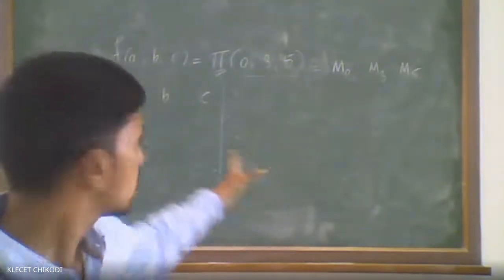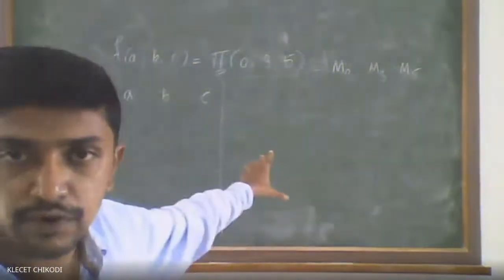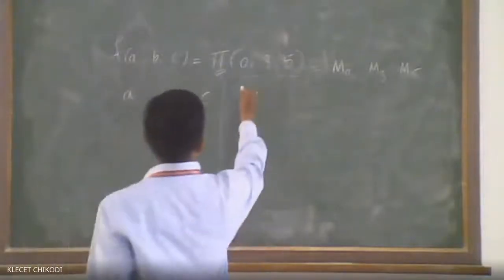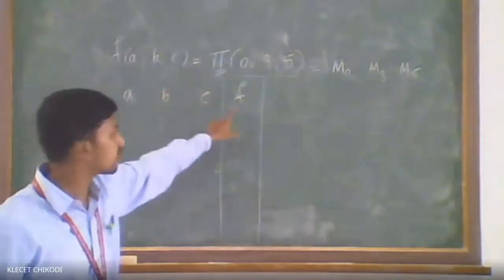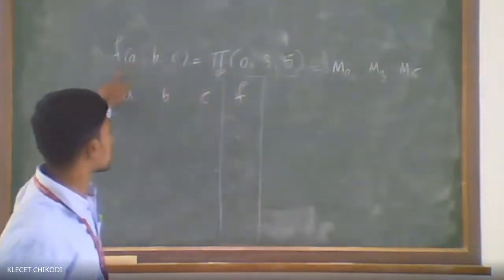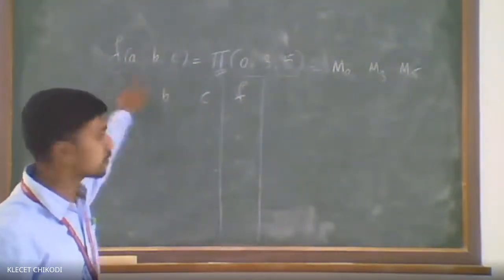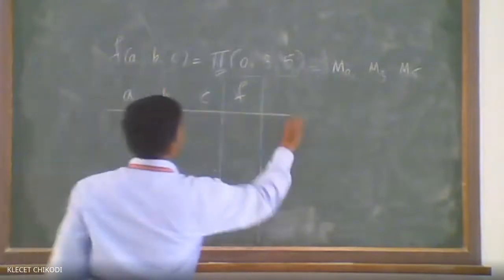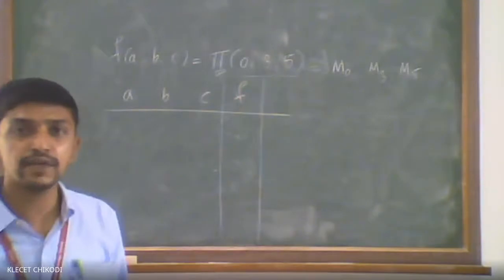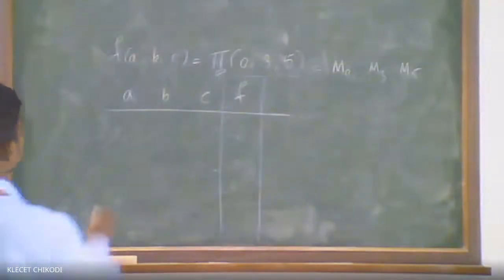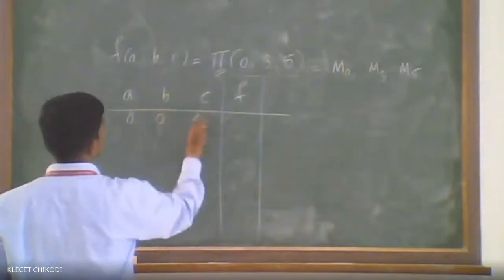Is it clear? Since A, B, C are the input variables, what is the output? Function f value. I am taking f as the output variable here. Now, how many input combinations will we get here for these 3 variables? 8. Just write down all the 8 input combinations, all of you.